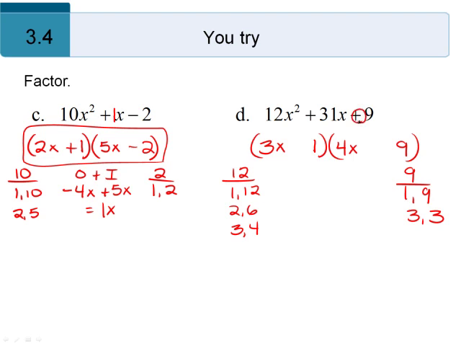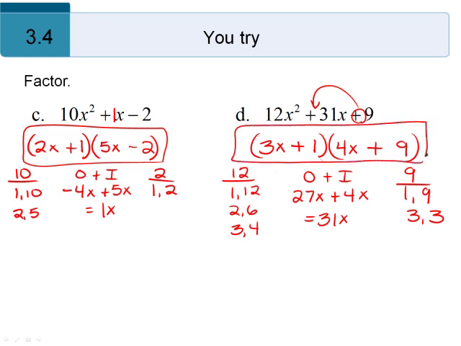Okay, now look at the signs. The last term is positive, so we have to go to the middle term to see what sign to put in there. That means they're both going to be positive. Okay, use the sign of the middle term. Now check the OI. So the outer term 3x times 9 is 27x, and 1 times 4x, the inner term, would be positive 4x. And 27 plus 4 gives you 31x. So it works. Okay, so there is your answer.